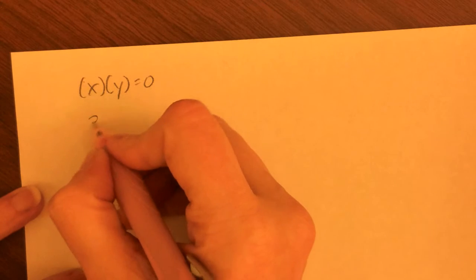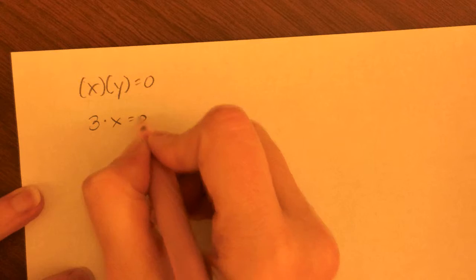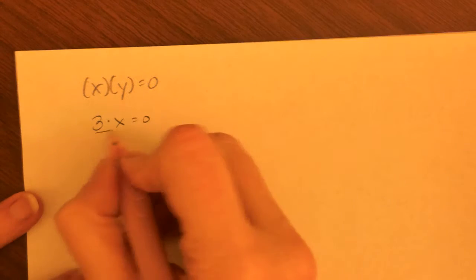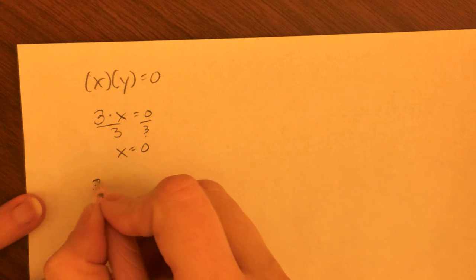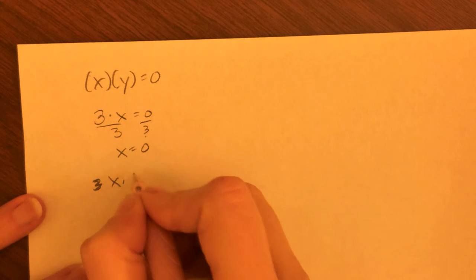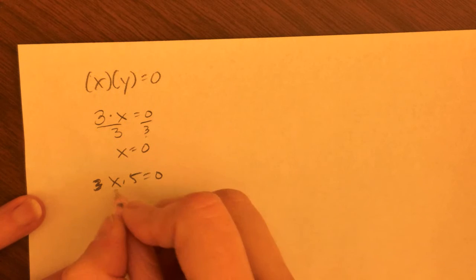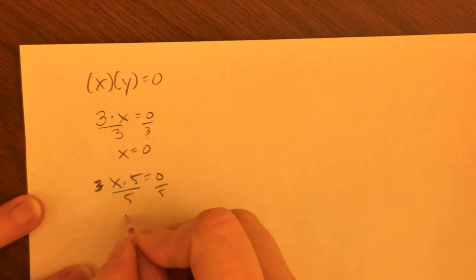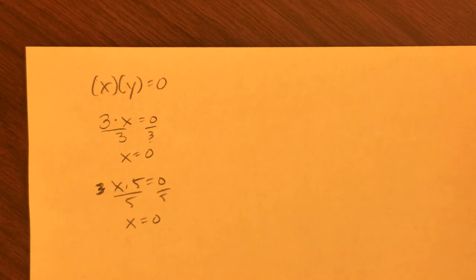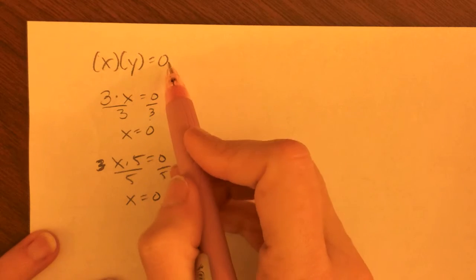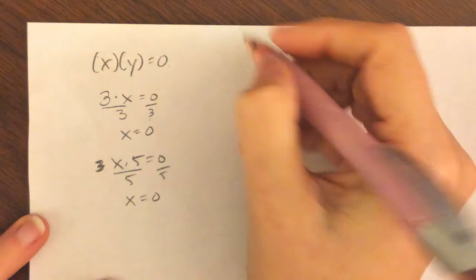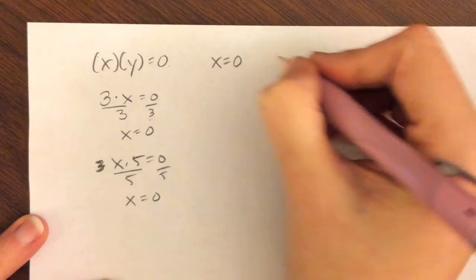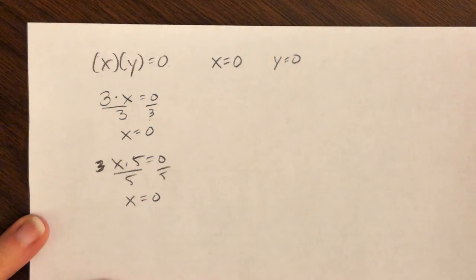Like, for example, let's say I had 3 times x equals 0. Well, then what does x have to be? X has to be 0. Well, what if I had x times 5 equals 0? Well, then x has to be 0. If I multiply anything by 0, anything that equals 0 means at least one of the terms had to be 0. So what I have to do is see what would happen if x was 0, what would happen if y was 0. So let me show you what that's going to look like over here.